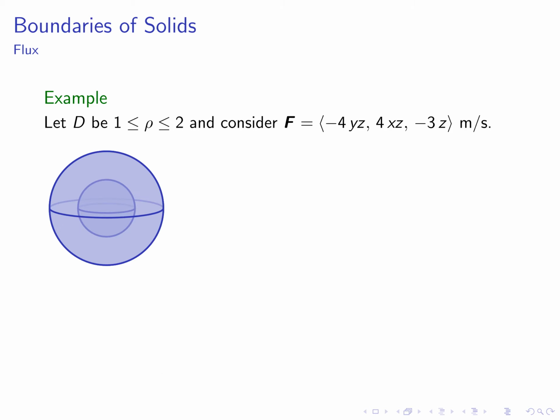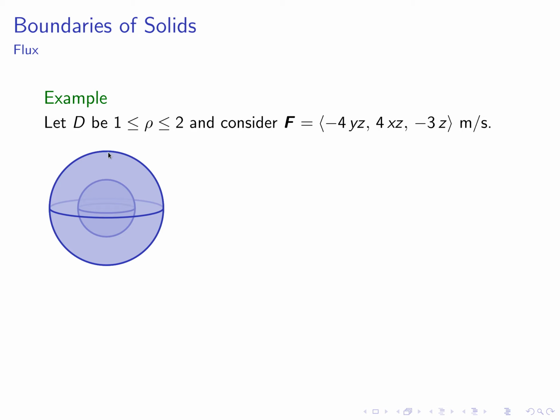So let's do an example of a flux integral out of a domain. Here we're defining a domain as 1 ≤ rho ≤ 2. And here, rho is the variable we use in spherical coordinates. So the domain we're working with here is the region outside of the sphere of radius 1 and inside of the sphere of radius 2.